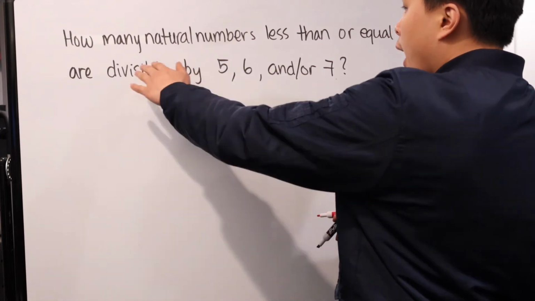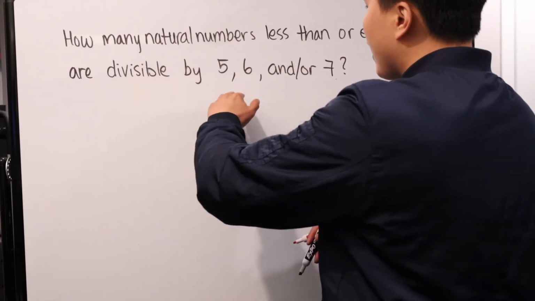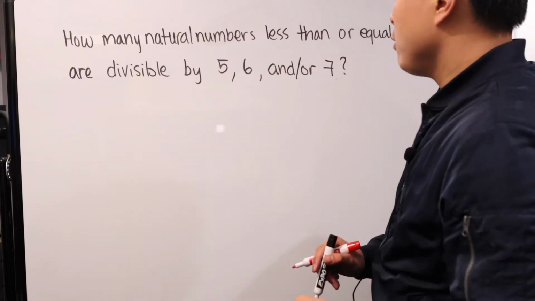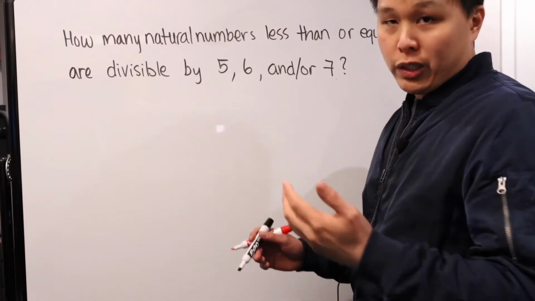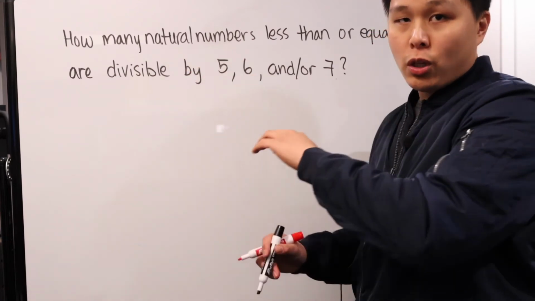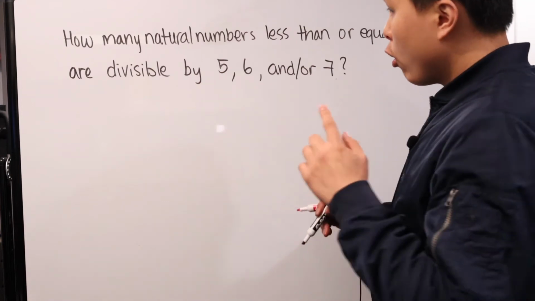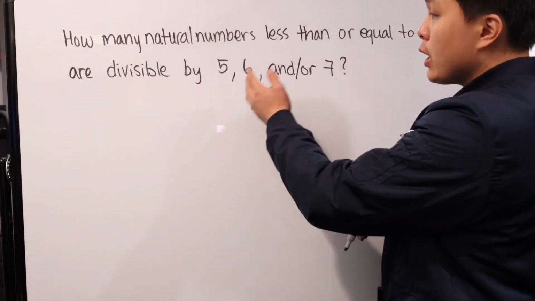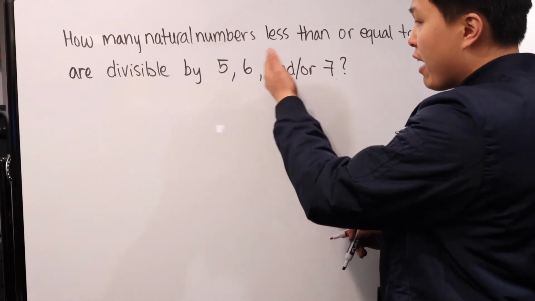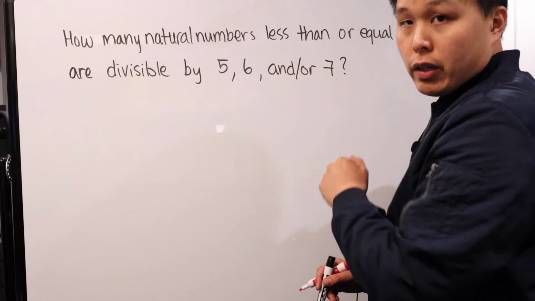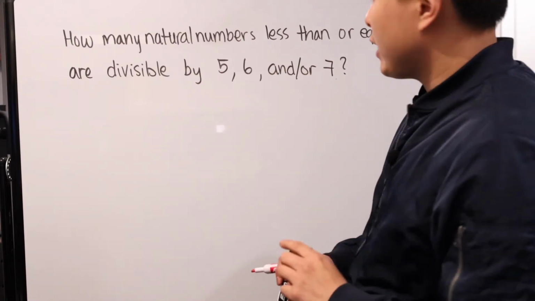Let's look at it. How many natural numbers less than or equal to 100 are divisible by 5, 6, and/or 7? Now, the common error for undercounting is usually excluding 0. Luckily for us, natural numbers automatically exclude 0, so we don't have to worry about that. Overcounting, there are numbers that could potentially overlap, like ones that are divisible by both 5 and 6 or 7, right? So let's just start breaking it down individually, then we're going to use the Venn diagram.